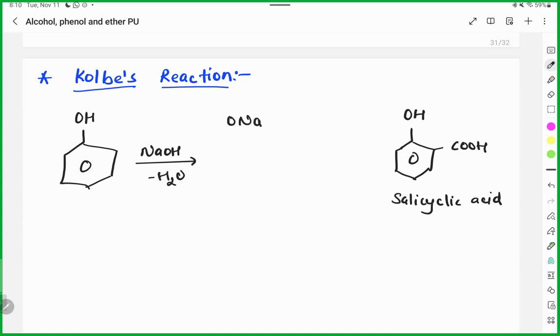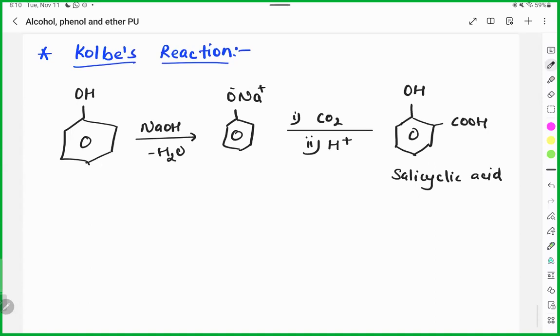The phenoxide ion will form. Now it will react with CO2, and then you have to remove the sodium as well. That's why in the second step you will add H positive ion, because you will remove Na positive. Got it? This is the Kolbe reaction.